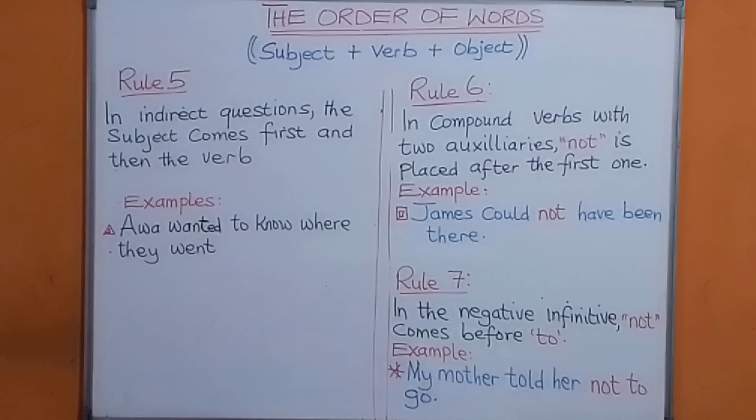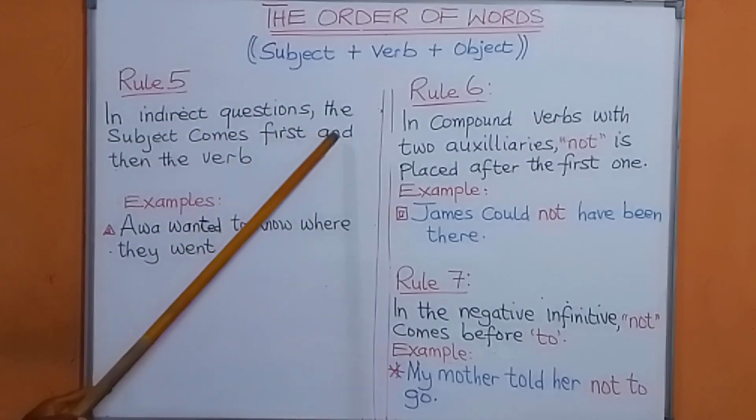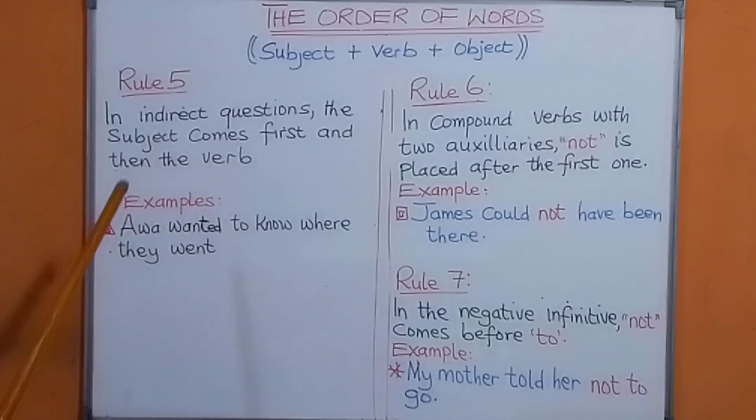Now, look at the first rule, rule 5. The indirect question. In indirect questions, the subject comes first and then the verb.